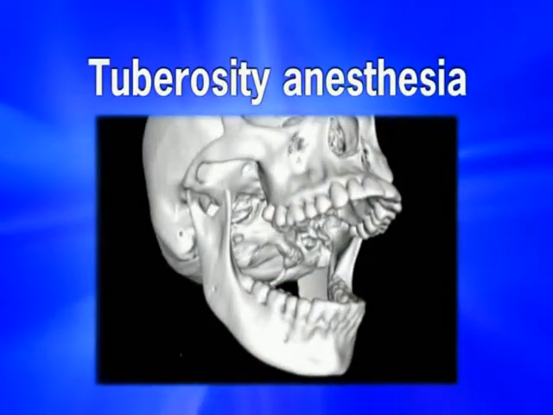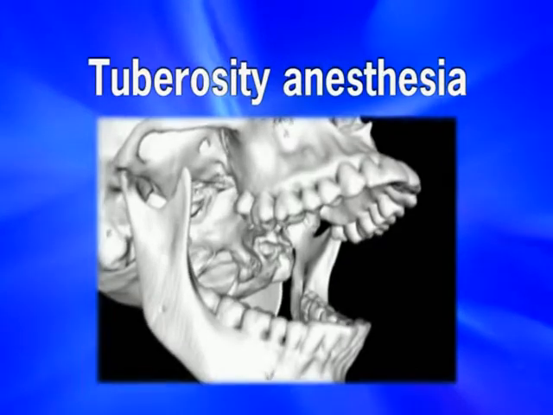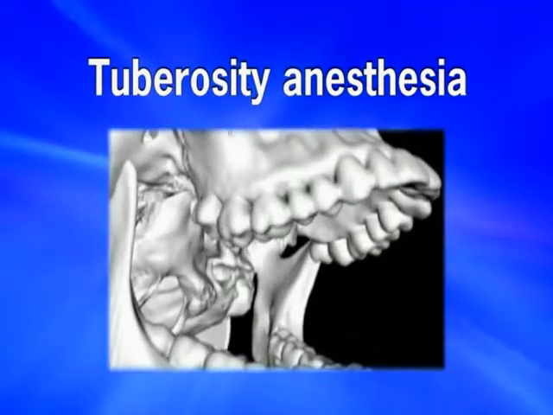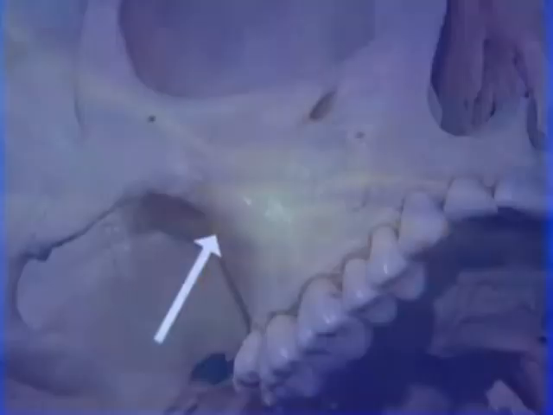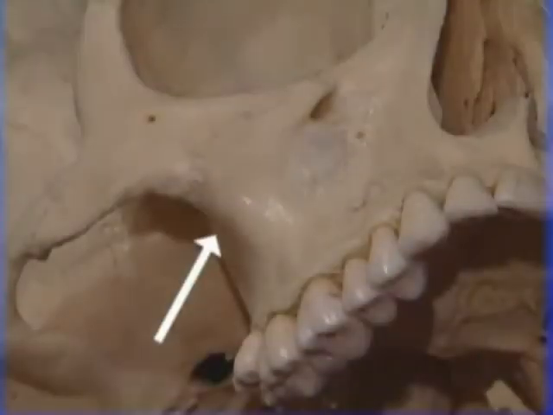This is the gold standard for the molar region, whether you want anesthesia for just one tooth or a complete molar block, as it avoids the cortical bone of the maxillar zygomatic process.